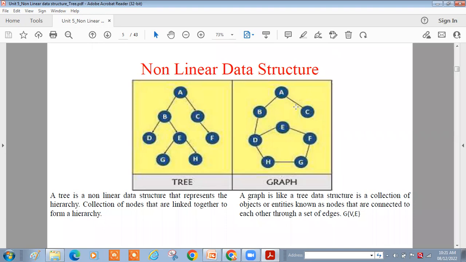But in case of a graph, it is not the situation. I cannot say any of the nodes is the first one. If someone thinks that you have to start from A, it is allowed. If someone thinks that no, I will start from E, then again fine. So this is nothing but a graph. A graph is a collection of objects or entities known as nodes, and each node is connected through edges. So a graph is represented as vertices and edges. The combination of vertices and edges is a graph. You may have already studied this also.